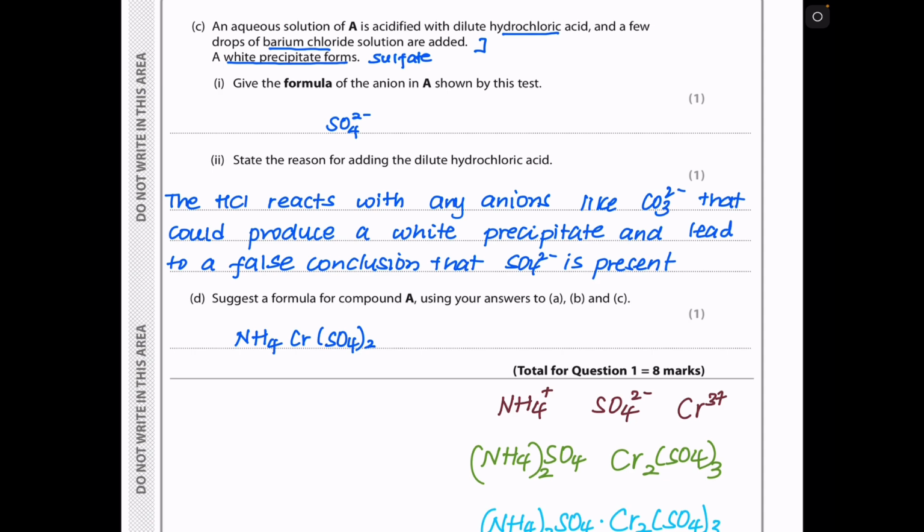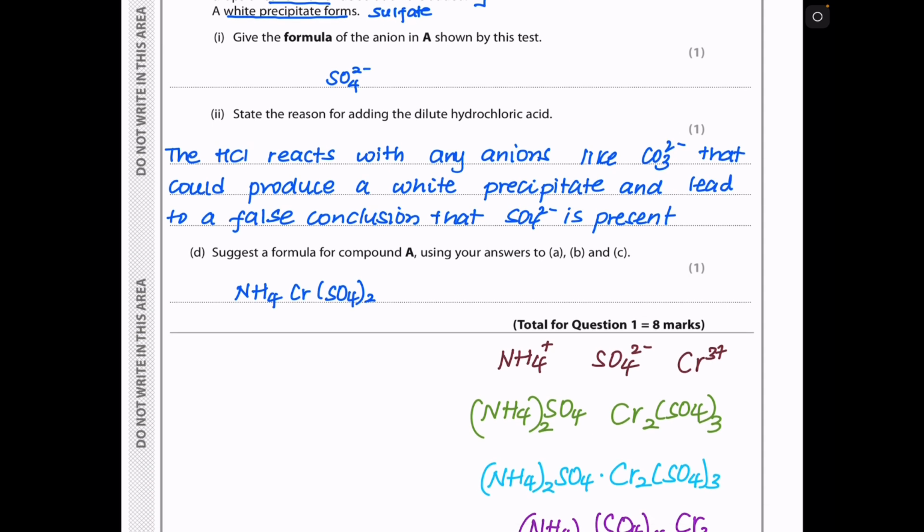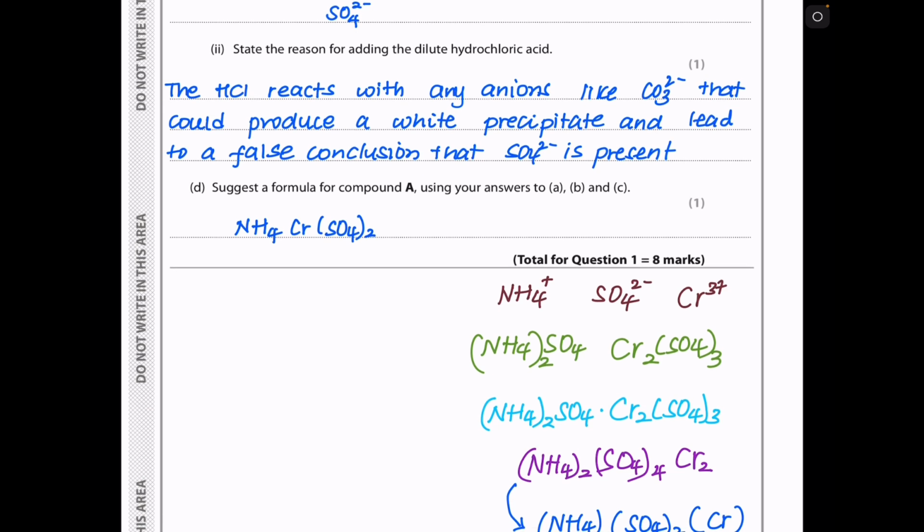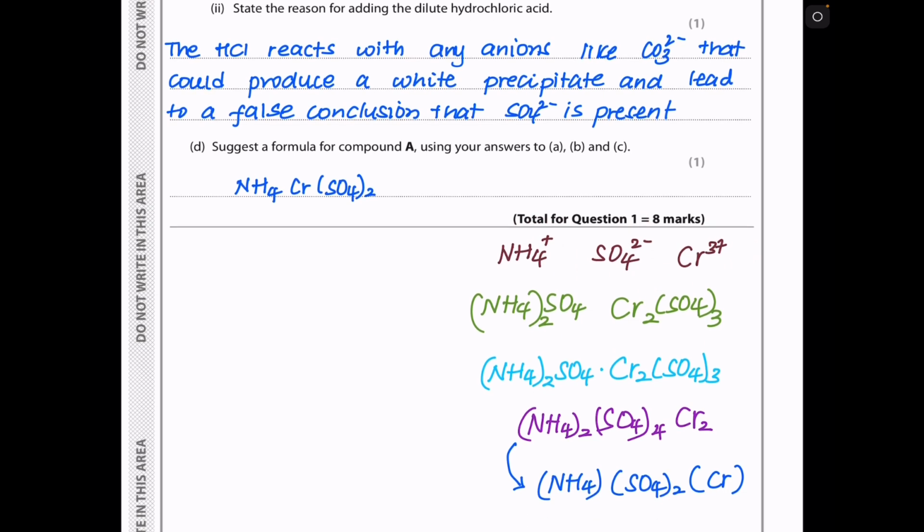And in part D, they say suggest a formula for compound A using your answers in A, B, and C. From A, B, and C, we have seen there are 2 cations. There is ammonium cation and chromium 3 cation, while there is 1 anion. So I formed this compound first, a compound between ammonium and sulfate, which is ammonium sulfate, and a compound between chromium and sulfate, which is chromium sulfate.